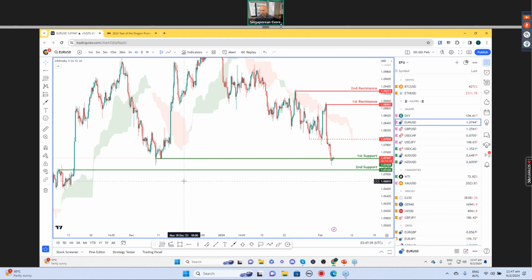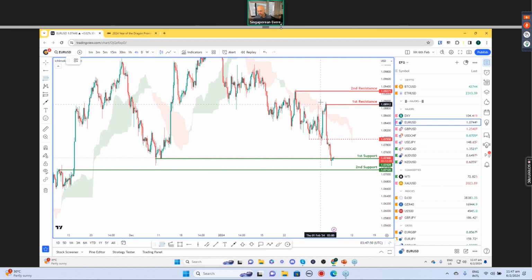This is the reason for identifying support levels or resistance levels: to help us identify suitable take profit opportunities. Okay, so this is what we have for the euro.